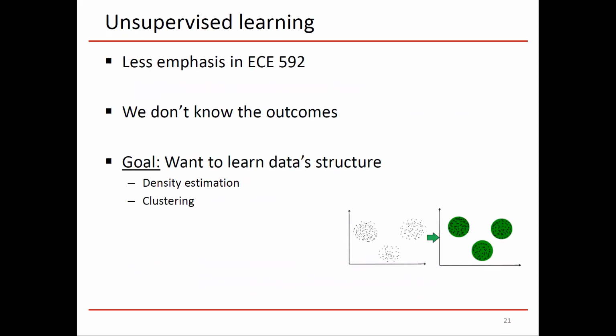So that's supervised learning, and unsupervised learning is quite different. There's less emphasis, little emphasis on it in ECE 592, and we don't know the outcomes. So what we're doing instead, we're going to learn the data structure. For example, you can imagine in density estimation that we're going to have point clouds of where the samples are, and we're going to want to perhaps cluster together samples that are nearby. As you can see in this example where we have the 3 green blobs. And unsupervised learning, you can think of it as a clustering approach.